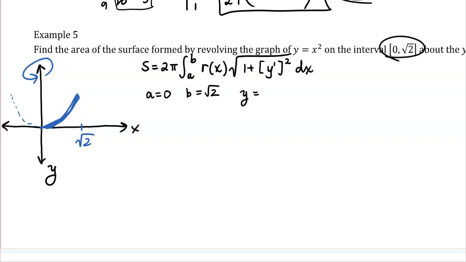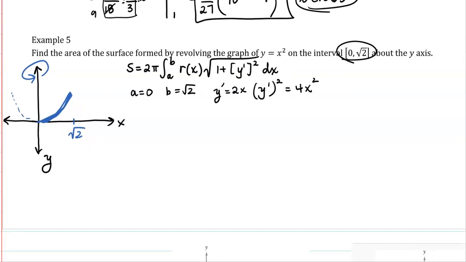Our y was x squared. We already have that. So our y prime is 2x. I'll go ahead and square y prime to get 4x squared. Make sure you square the 2 and square the x. And then we also need to know our r of x.